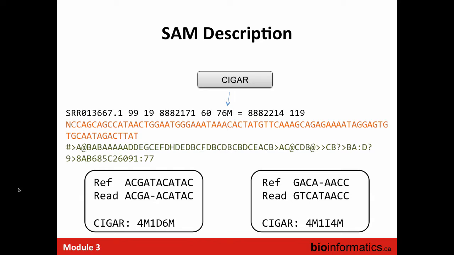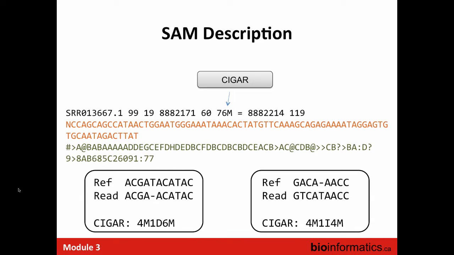So the one on your left is showing a deletion, and we encode this as 4M1D6M. The way that we read this is that four bases of the read lined up against four bases of the reference, then one base of the reference was deleted, so there was no base in the read that maps to that, so it has just a dash character here, followed by six bases which match between the reference and the read. The other side on the right is an insertion.